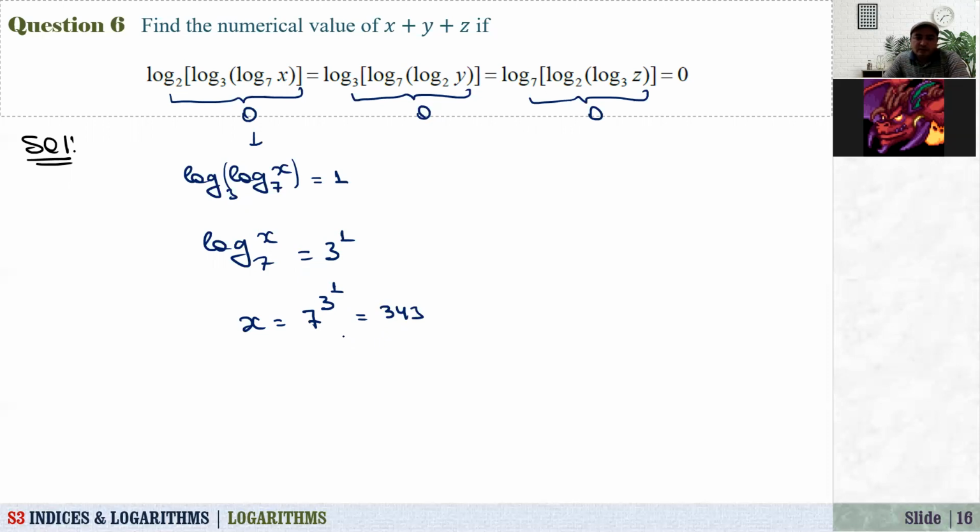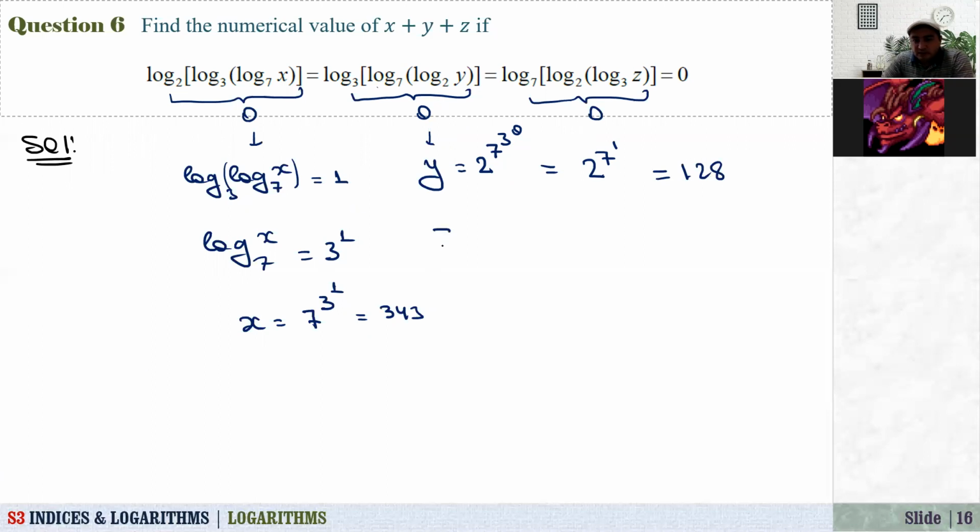Okay, so now you got the idea. From here, then what is y? Starting from 2, y is equal to 2 to the power of 7 to the power of 3 to the power of 0, which is equal to 2 to the power of 7, because 3 to the power of 0 is equal to 1. So 2 to the power of 7, what is it? 128, right? 5, 6, 7, that's 128.